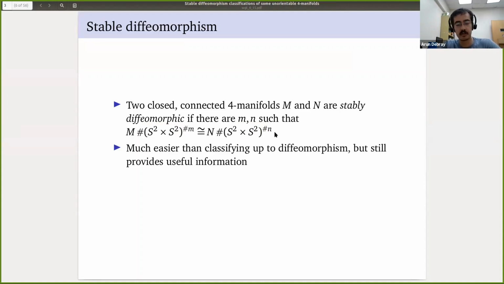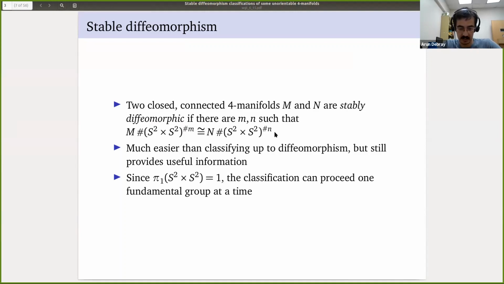So like I said, it's much easier than in general. And we care about it for a reason, and I'll say what my particular reason is. And crucially, we're going to work around the word problem, because stably diffeomorphic manifolds must have the same fundamental group. So what we're going to do is fix the fundamental group, or fix classes of fundamental groups, and then look at that classification. And this is how people traditionally study it.